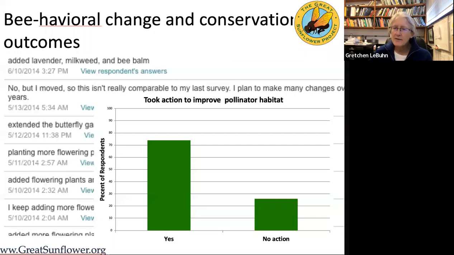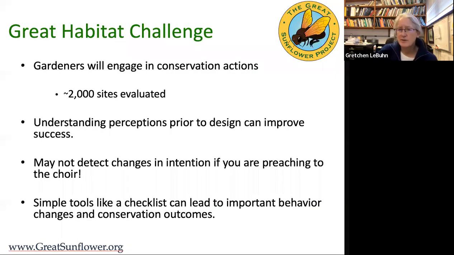When we kept track of how many people who participated actually took action to improve pollinator habitat the next time they filled out the checklist, we found that over 70% of the people who simply ran through our Habitat Challenge checklist made a change. And I think this is really great news. It shows that gardeners will engage in conservation actions.